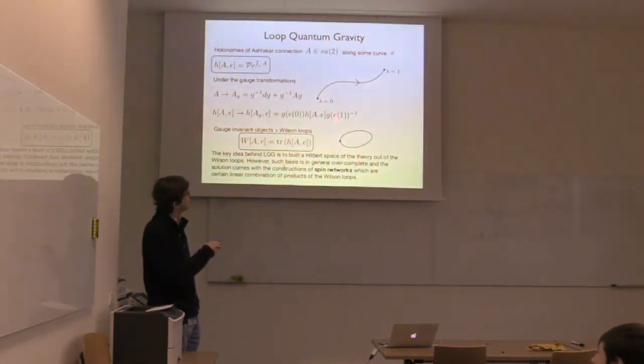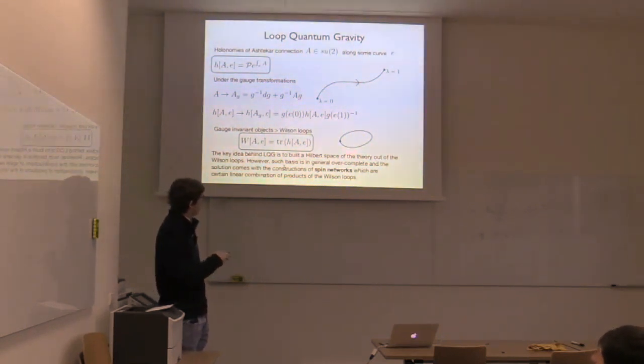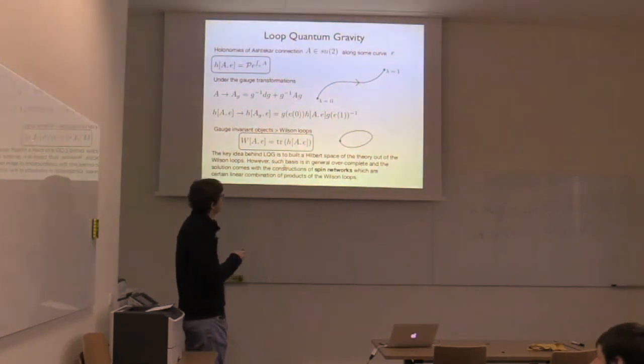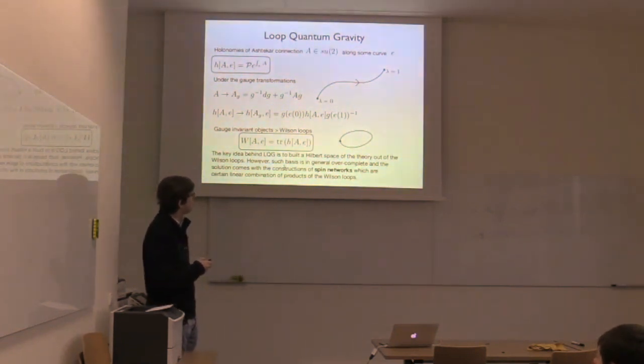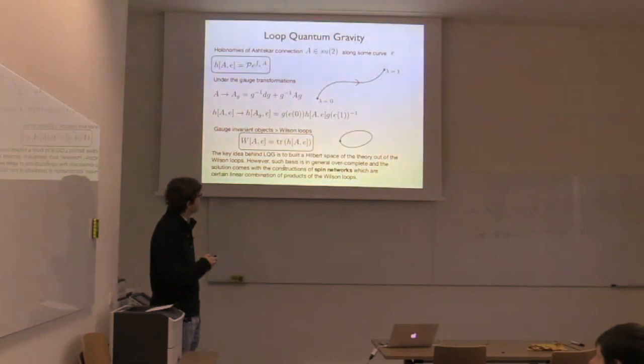you remove this factor originating from the gauge transformation. So this is something that I think everyone knows from QCD. But the thing is that in loop quantum gravity, it has been shown that such a Hilbert space, which is spanned by the Wilson loops, is overcomplete.